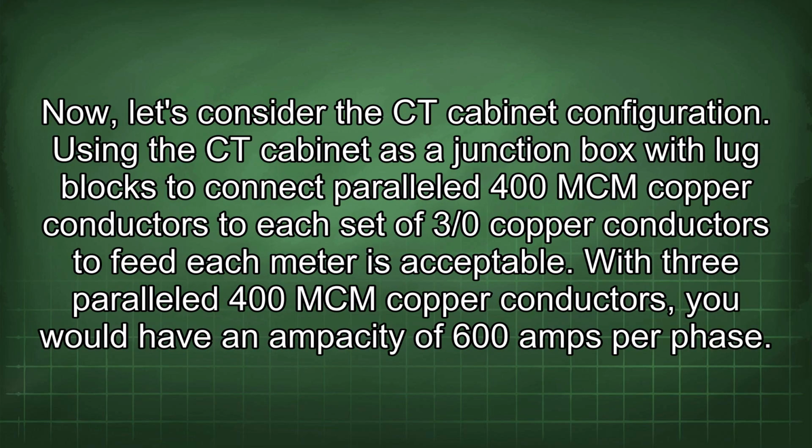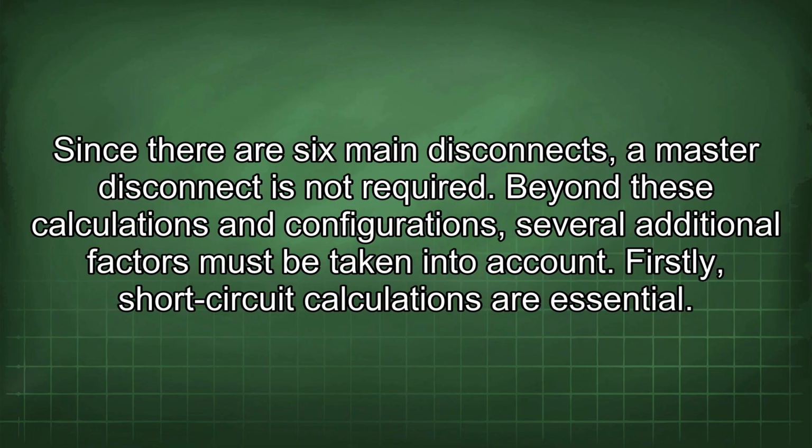Now, let's consider the CT cabinet configuration. Using the CT cabinet as a junction box with lug blocks to connect parallel 400 MCM copper conductors to each set of 3/0 copper conductors to feed each meter is acceptable. With 3 parallel 400 MCM copper conductors, you would have an ampacity of 600 amps per phase. Since there are 6 main disconnects, a master disconnect is not required.